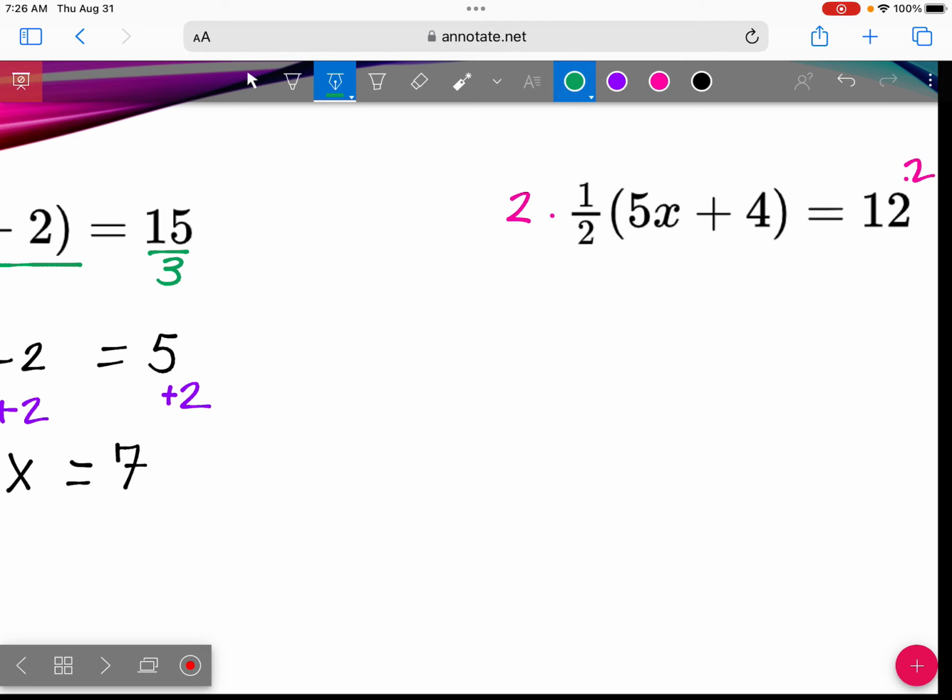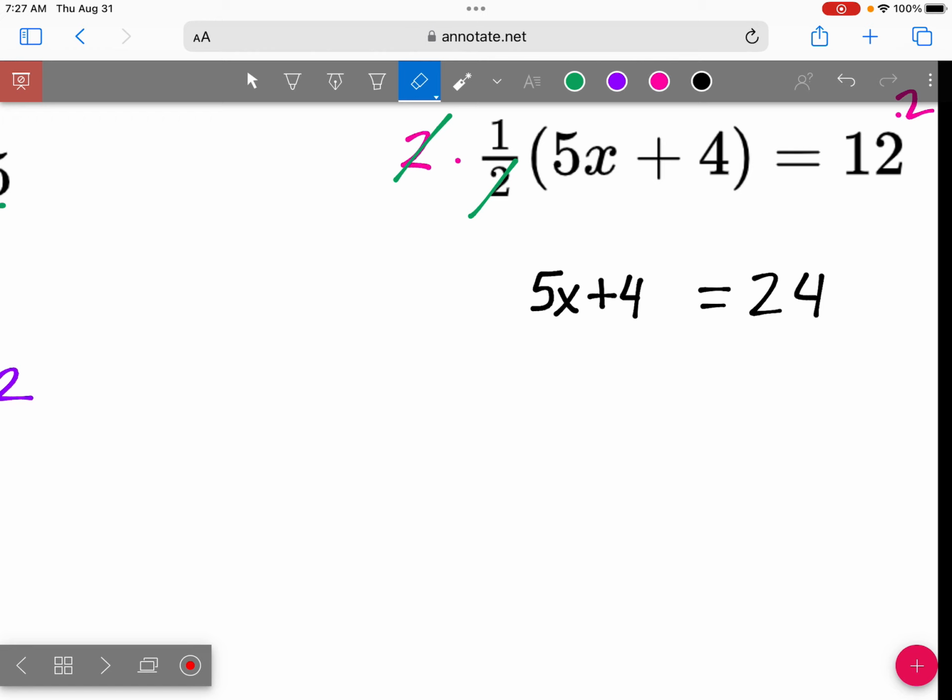This 2 and that 2 cancel out. And we're left with 1 times 5x plus 4 equals 24. If all we have is that 1 outside the parentheses, are the parentheses doing anything for us? No. Because 1 times anything is itself, and so there's nothing multiplied outside. It's not making any dang difference.